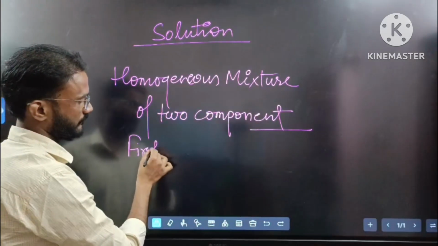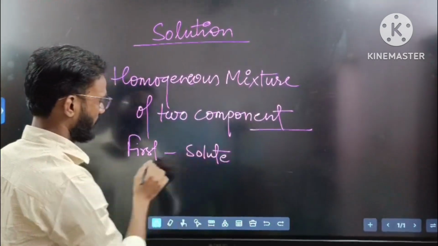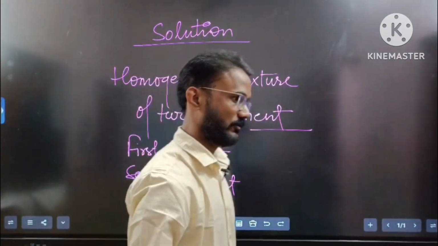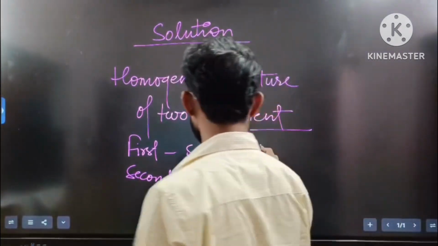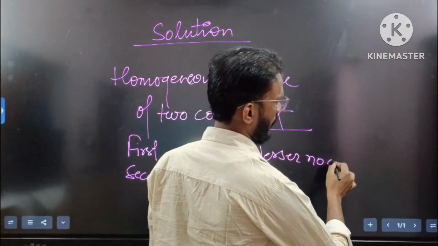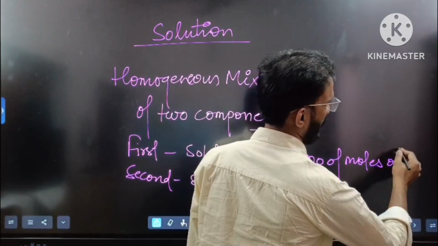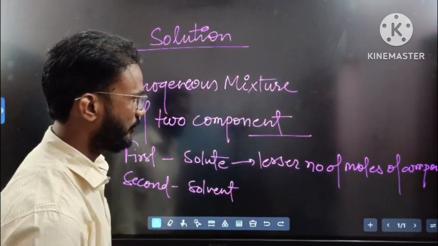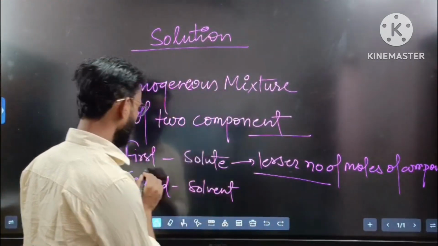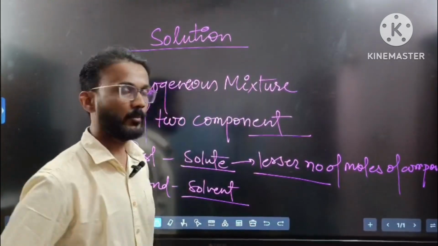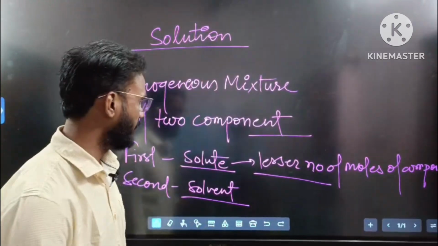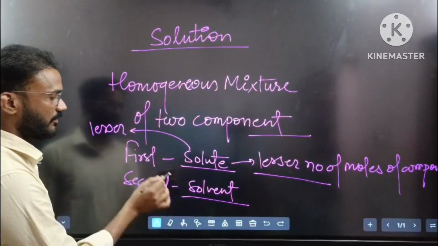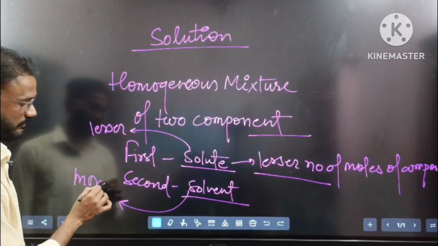First one is solute and second one is solvent. So we will know about solute. The component which has a lesser number of moles in solution is known as solute, and the component which has a greater number of moles is the solvent. So solute is present in lesser amount and solvent is present in more amount.